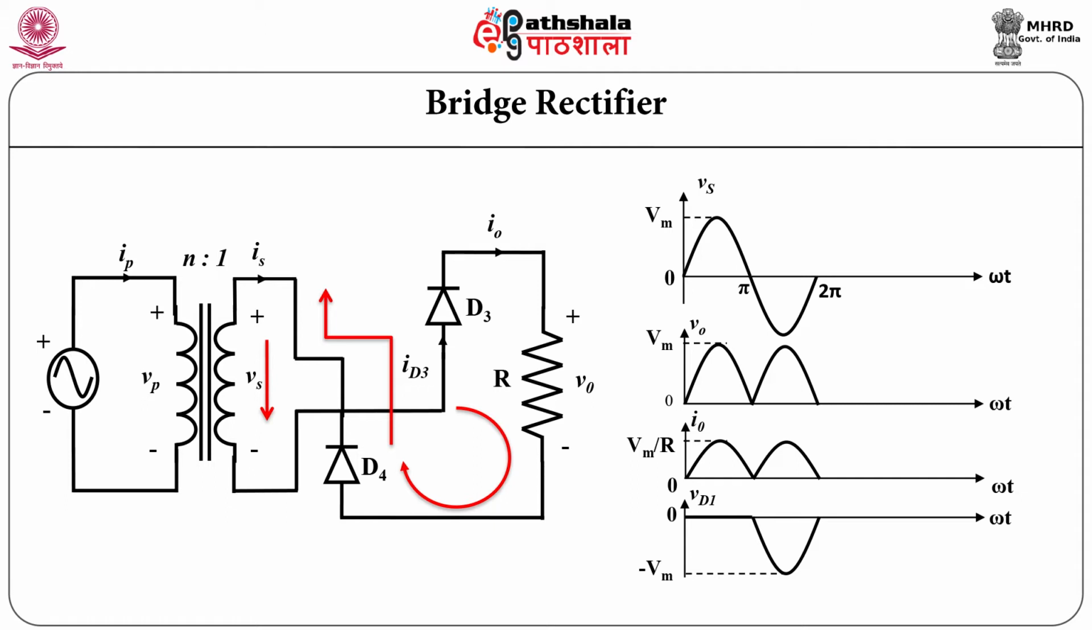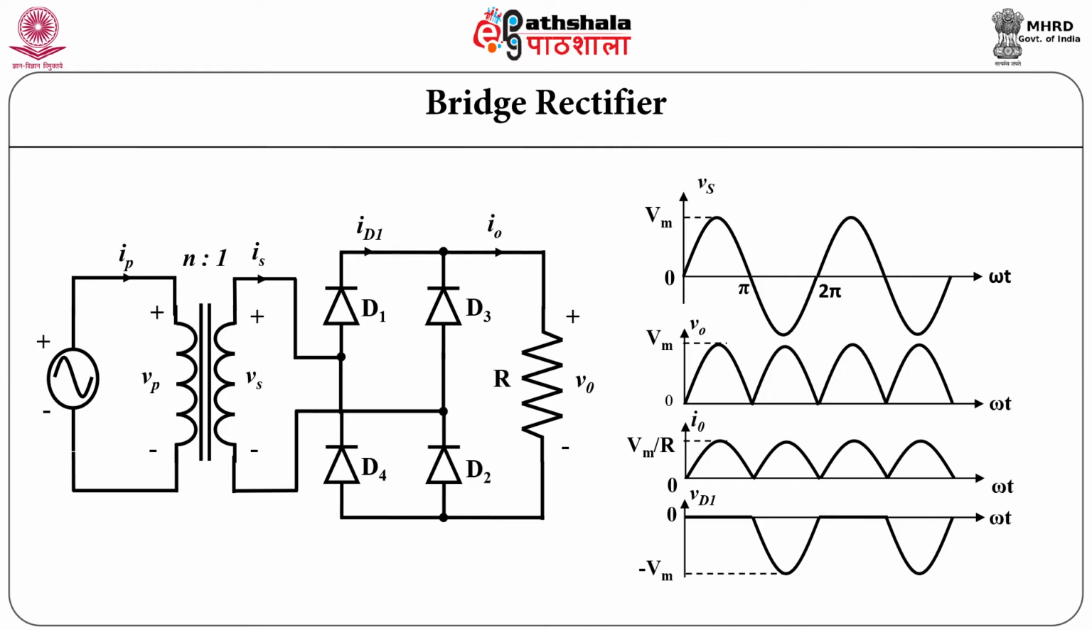If you see the output voltage of this, it is similar to the center tap full wave rectifier, but there is a change in the diode voltage when the diode is off. Diode voltage is much lesser than in the center tap configuration. This is the full timing waveform of the bridge rectifier.